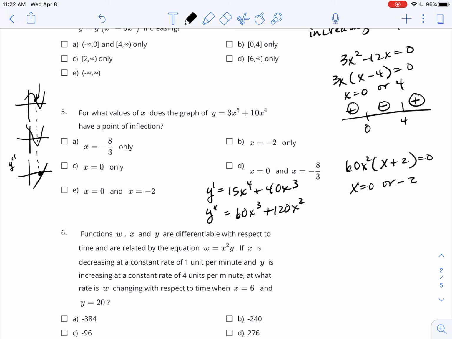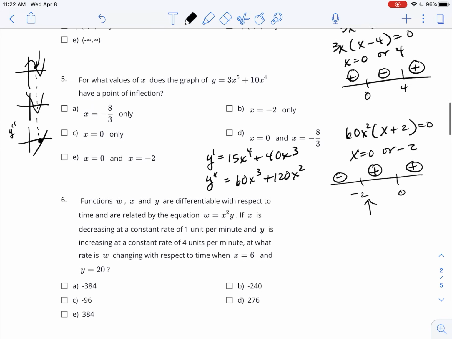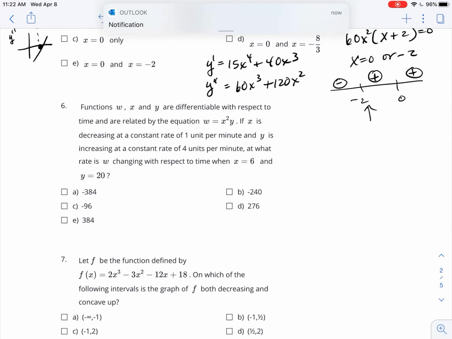and factor out a GCF. And so I'm going to have x is 0 or negative 2. And so let's check them. Okay, so I'm looking for where the second derivative changes from positive to negative or negative to positive. This first interval, if we test a value less than negative 2, is going to give us a negative. If we test a value between negative 2 and 0, this interval is going to give us positive. And then the third interval, something greater than 0, is going to give us a positive. And so we are going to change from negative to positive at negative 2.